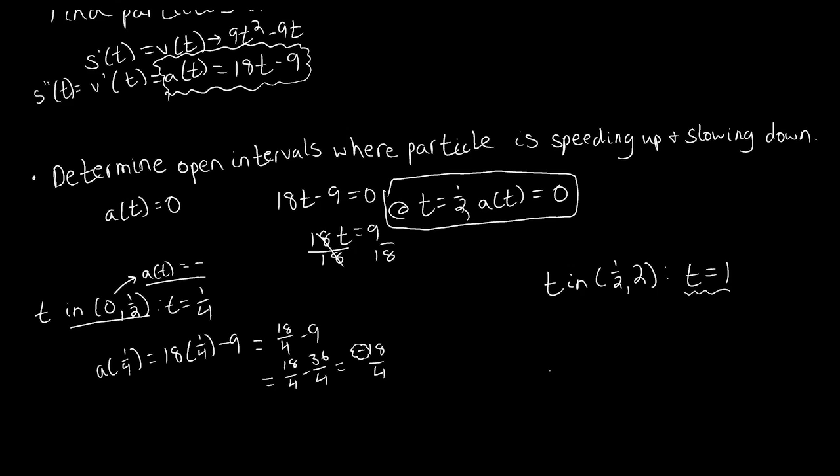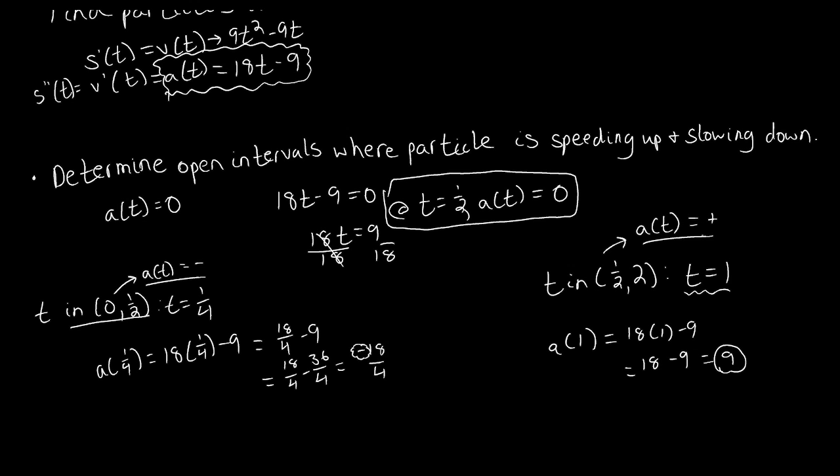Okay, so let's evaluate now a of 1, because that's our value that we picked for the other interval that we've broken this into. So we have 18 times 1 minus 9. We get 18 minus 9, or 9. So in this case, 1/2 to 2, acceleration is positive.